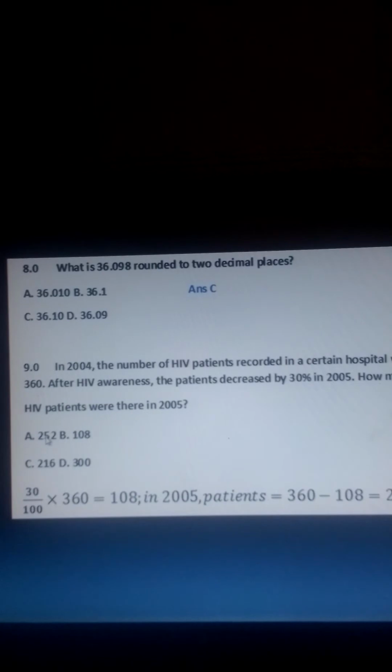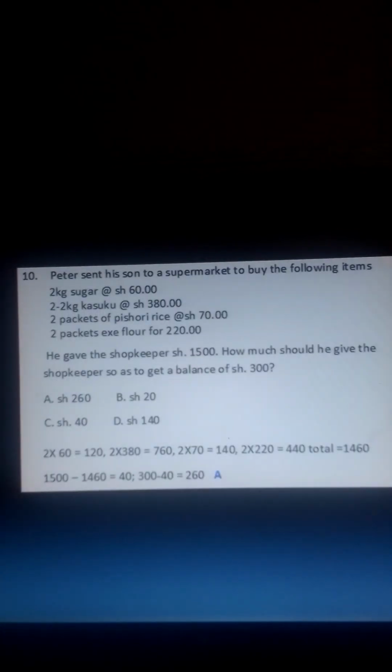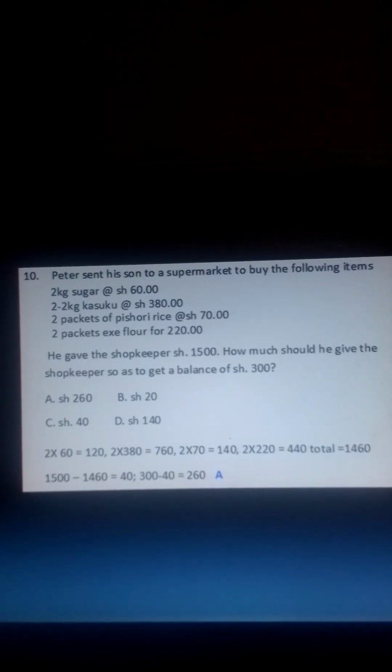Let's go to question 10. Peter sent his son to a supermarket to buy the following items. 2 kilograms of sugar at 60 shillings. 2 kilograms of kasuku at 380 shillings. 2 packets of pishori rice at 70 shillings, and 2 packets of X flour for 220 shillings. He gave the shopkeeper 1500 shillings. How much should he give the shopkeeper so as to get a balance of 300?